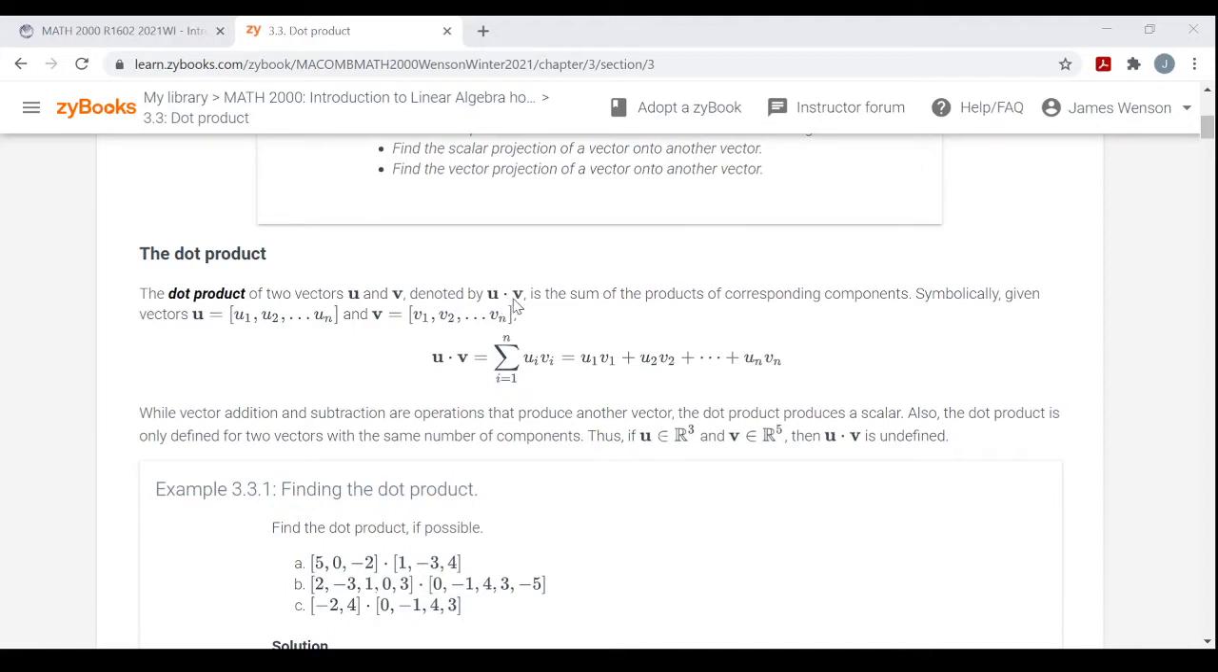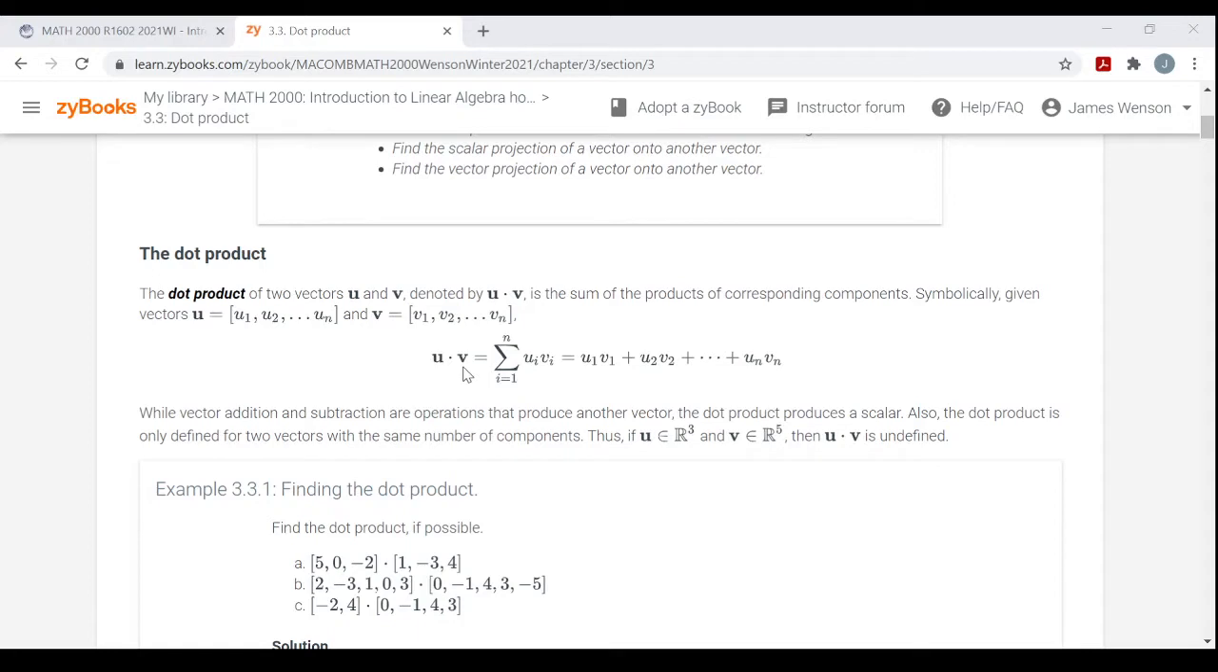So u dot v is the sum of the products of the corresponding components. Another way to put this, they do it symbolically here. Suppose u is the vector with these n components, u1 through un, and v is the vector with these n components as well, v1 through vn. Notice how they have the same number of components. If they don't have the same number of components, then the dot product will not be defined.